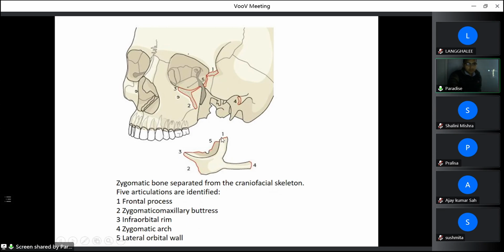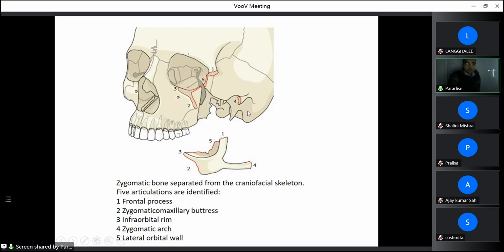The first one is it articulates with the frontal process of the frontal bone and forms the zygomatic frontal suture. The second, it forms the zygomatic maxillary buttress because the zygomatic bone articulates with the maxilla. The third one, again the zygomatic bone articulates with the maxillary bone and it forms the infraorbital rim. The fourth is the zygomatic arch.